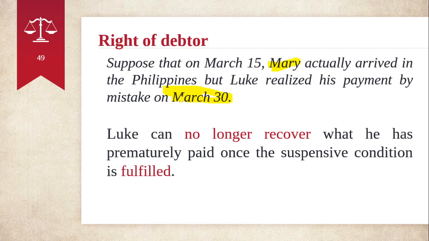So, he can recover the interest. Okay? Interest for 15 days. Why 15? From March 1, when he paid, until March 15, when the condition was fulfilled, when Mary arrived. So, only the interest can be recovered. But what he paid on the obligation can no longer be recovered. Okay? So, that's for Article 1188.